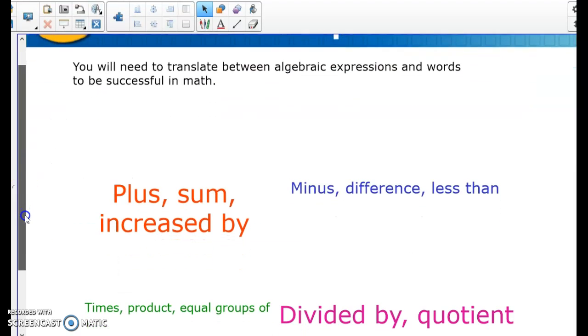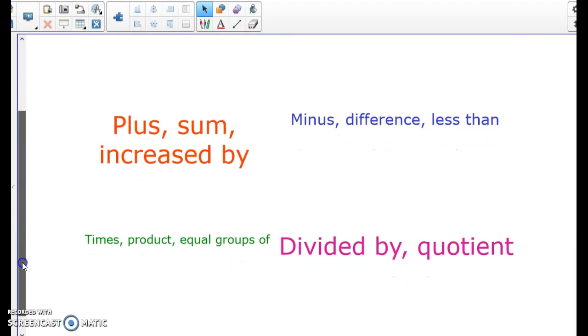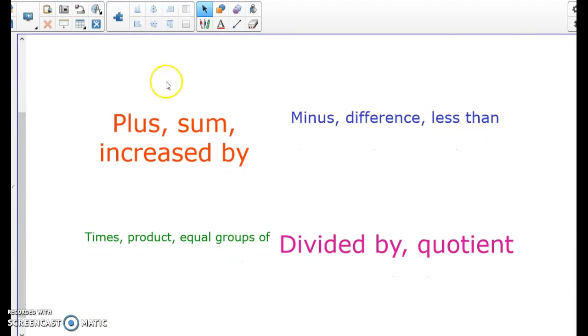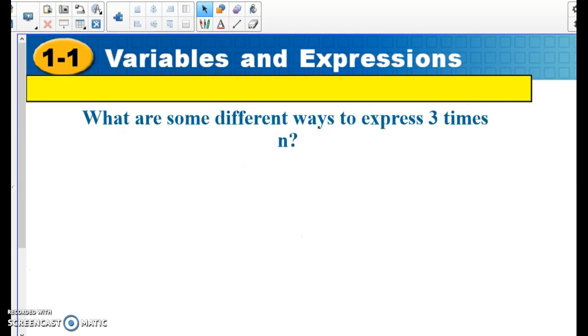When we're writing these, we're going to need to know some words to see what the book is talking about. If it's an addition problem, you might see words like plus, sum, or increase by. If it's a subtraction problem, you might see words like minus, difference, or less than. If it's a multiplication problem, you might see the words times, product, or equal groups of. Or if it's a division problem, you might see the words divided by or quotient.